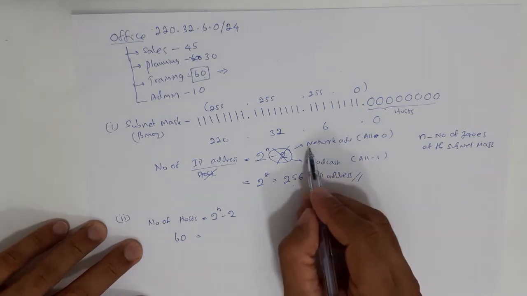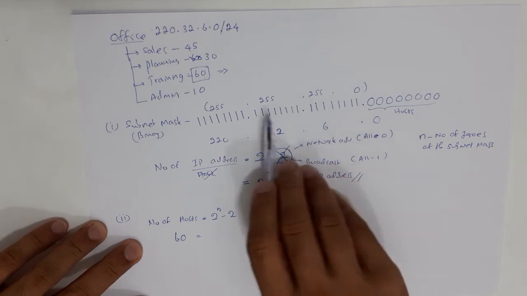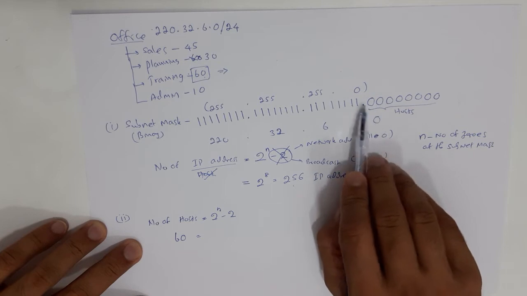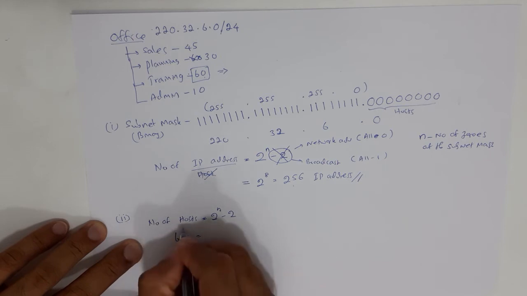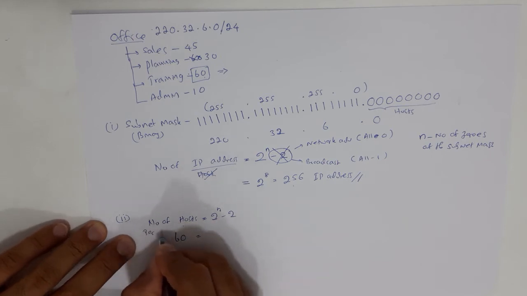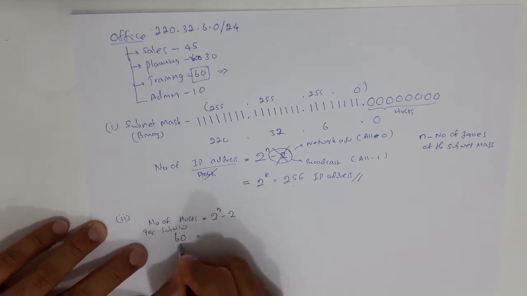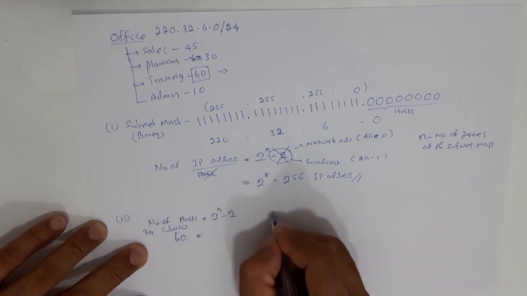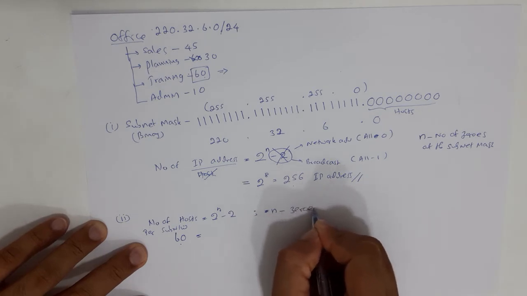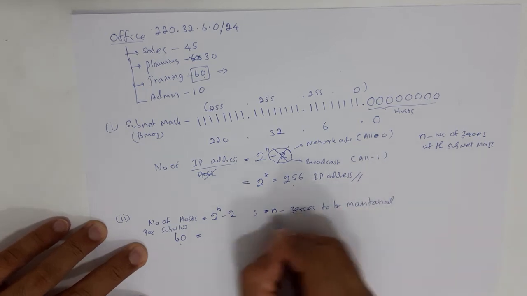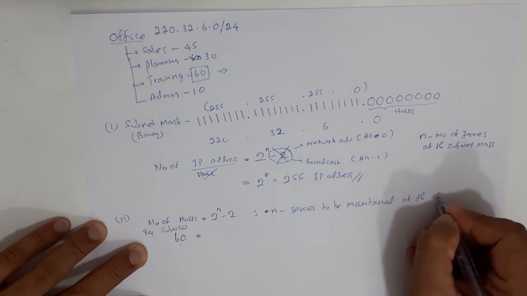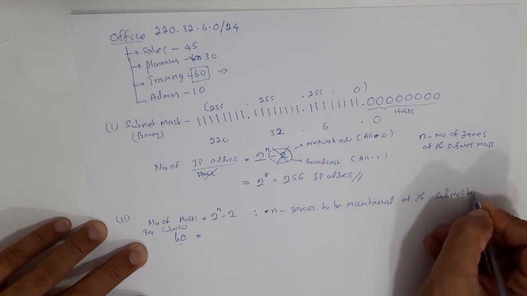Now this is different than the earlier one. Earlier we considered how many total number of hosts are possible for the entire network. Now we are going for the subnetting. So we ask how many hosts per subnetwork. I'll write that. How many hosts per subnetwork. So we go for 60. Then we'll find n. What is n here? At this level, n will be the number of zeros to be maintained at the subnetted mask.